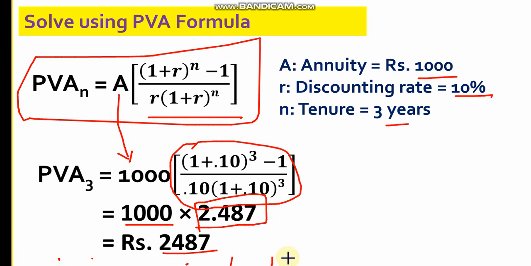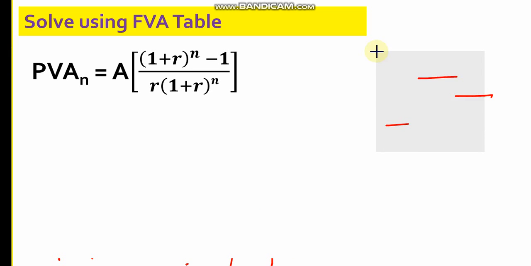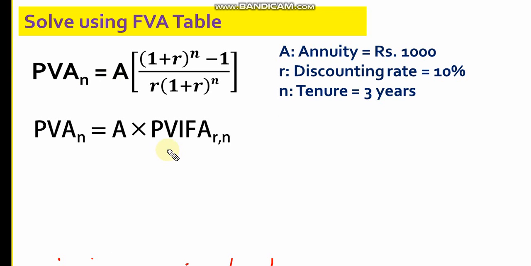You can see that instead of individually converting each cash flow into present value, I can take this formula and solve it easily. I have an even easier way to solve it, and that is by using a table. I can replace this formula with this particular table. What you calculate within the parentheses of this formula will be given in the table. So PVA will become A, the annuity, into PVIFA, which stands for present value interest factor of an annuity.